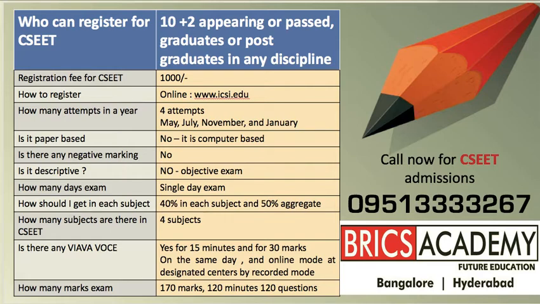So if you're not highly confident in attempting the test, you don't have to worry, because there are a lot of attempts available. 4 attempts in a year is a big thing. You can take up the exam anytime. Your registration is probably valid for 1 year, and thereafter ICSI will give you guidelines on how many attempts you can use with this 1000 rupees registration.